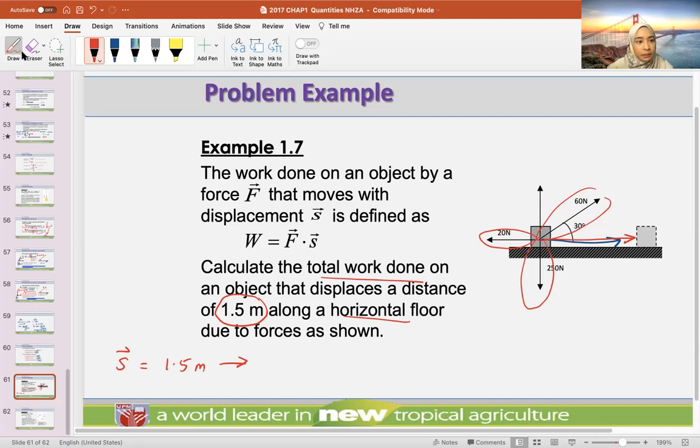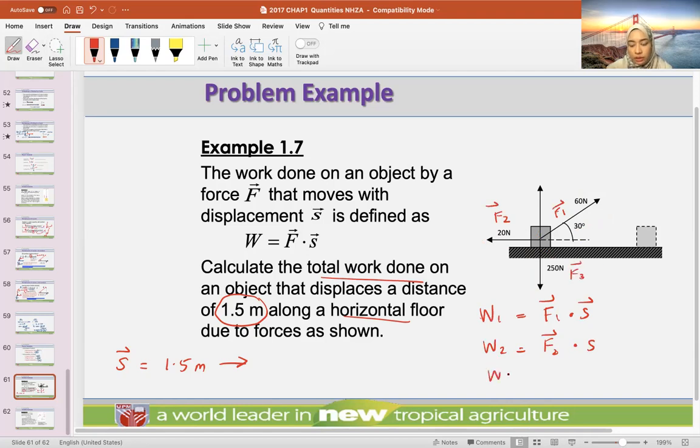But I will, apa nak kata, pecahkan kepada beberapa forces lah. So work done, we can write it like this. Work done number 1, F1 dot S. Okay, force number 1, let's say this is force number 1 dot S. Okay, work done number 2, F2 dot S. Let's say this is F2 vector. This is F3. The work done 3, F3 vector dot S.